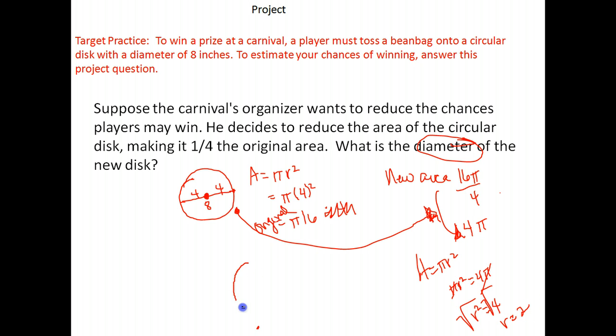What does that make the diameter? Well, the diameter would be, okay, if our radius is 2, our diameter is all the way across, it would be 2 plus 2, or 2 times 2, which is 4. Okay, so in this, the new diameter is a 4-inch circle, and he is getting away with robbery.